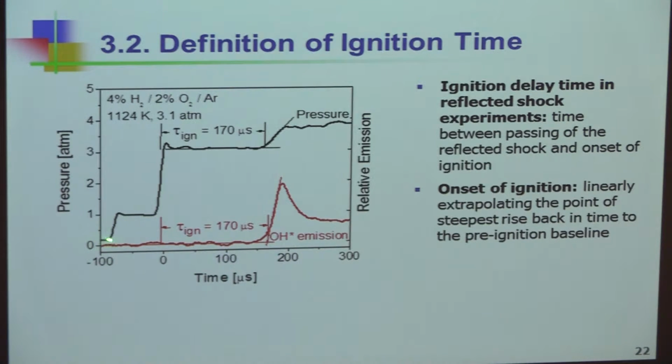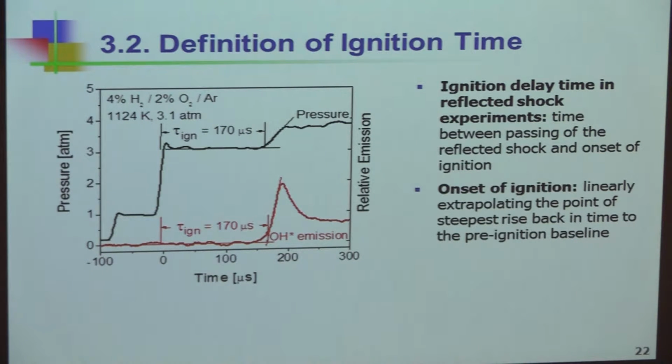We observe, here's room temperature or pressure. Here's the jump in pressure at the incident shock. It looks like it's about an atmosphere. Here's the jump in pressure at the reflected shock. And now here's the period in which we watch the gas. And then suddenly at 170 microseconds, pressure goes up. That's the way we would determine the ignition delay time, it's called, which the engine people care about, using a pressure signal.